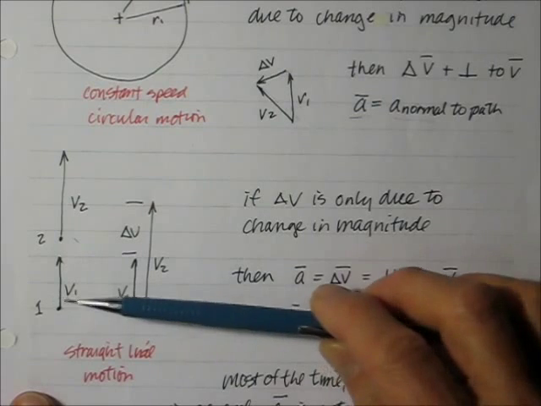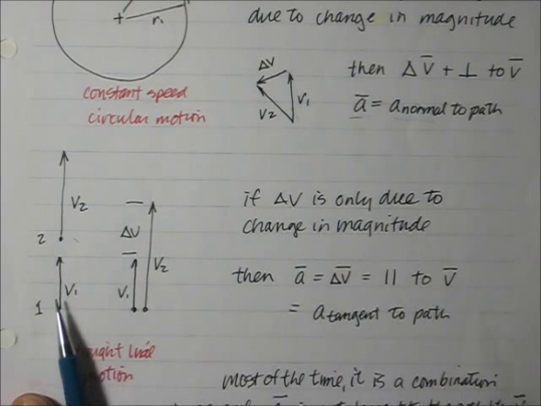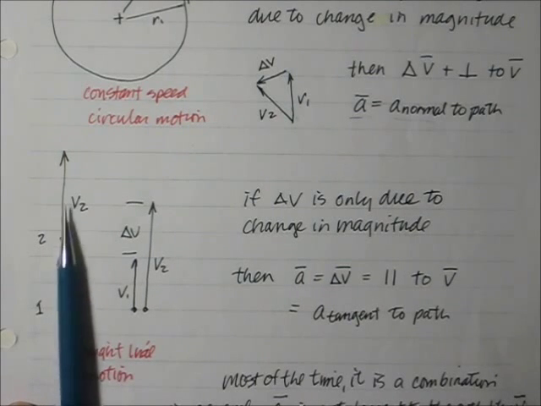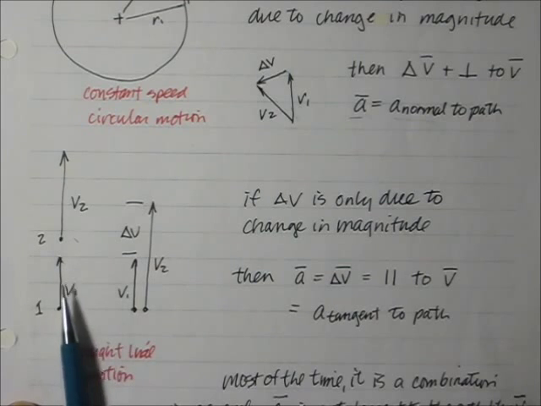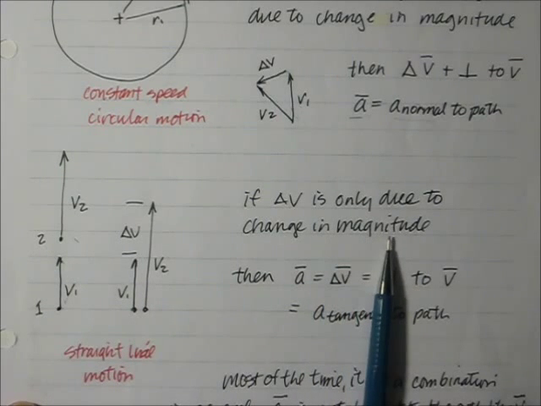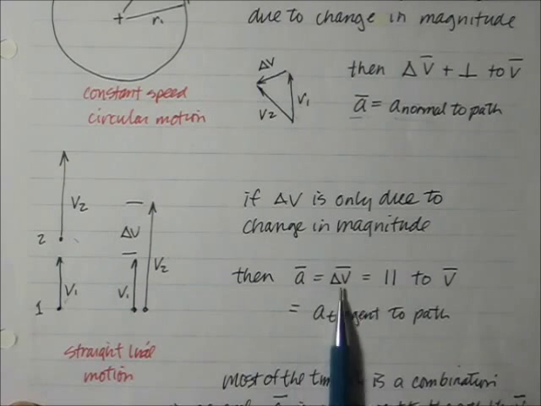So, and it's easy to see in a straight line, you can see that there is a change in velocity, which means we have a delta V, and it is going in the same direction as velocity. Therefore, if the change in velocity is only due to magnitude, that means the acceleration is going to be parallel to the path, or tangent to the path. Same thing, it's going to be along the path.